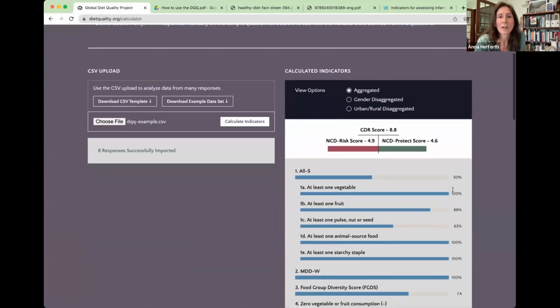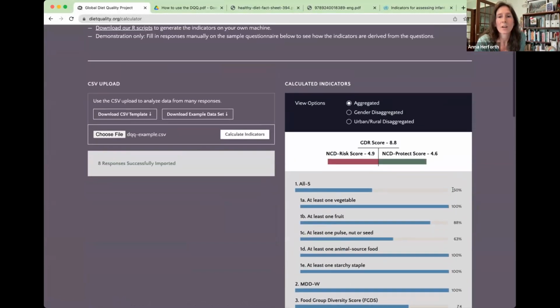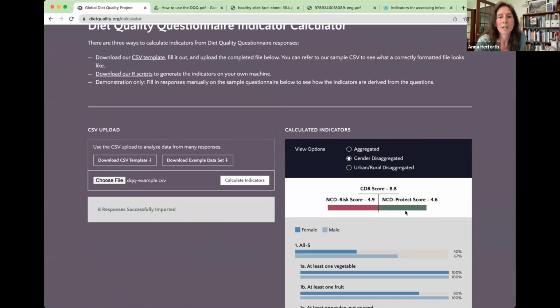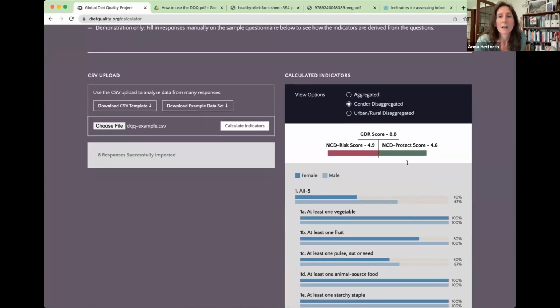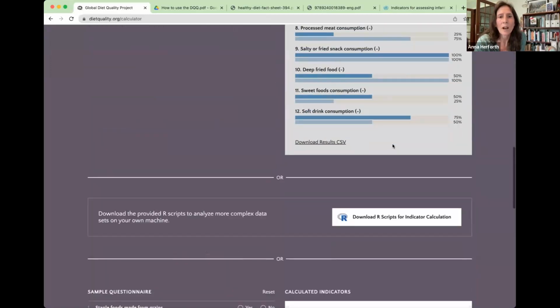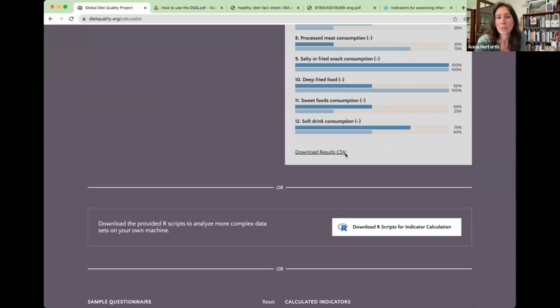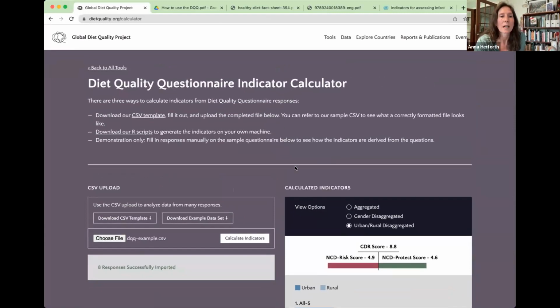And then you see here the indicators that are automatically calculated from your data set. You can look at gender disaggregated data, and you can also look at urban rural disaggregated data. And you can then click download results and save the results onto your computer from this function. Then there's another option here. If you use R, you can also download an R script to run on your own machine and generate all of the indicators that are shown on the data page.